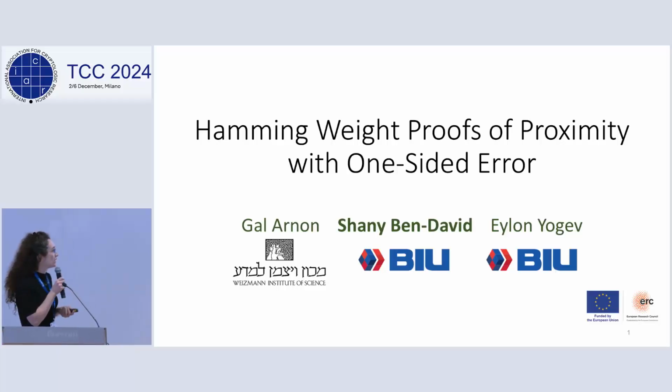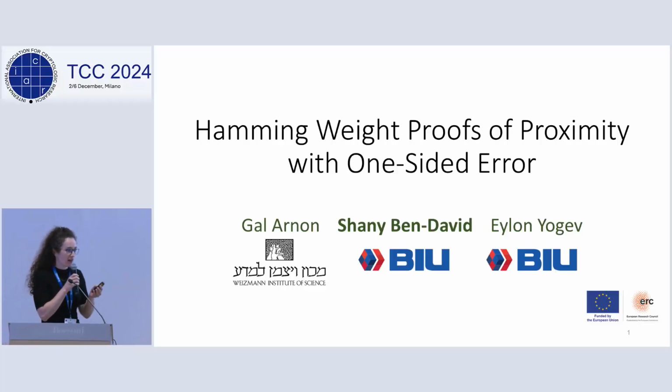I'm going to talk about Hamming-weight proof of proximity with one-sided error. This is joint work with Gal Arnon and Alon Rosen.